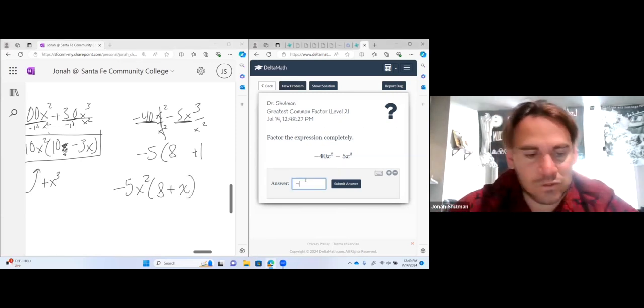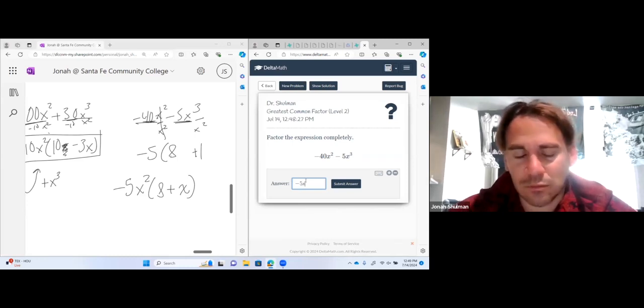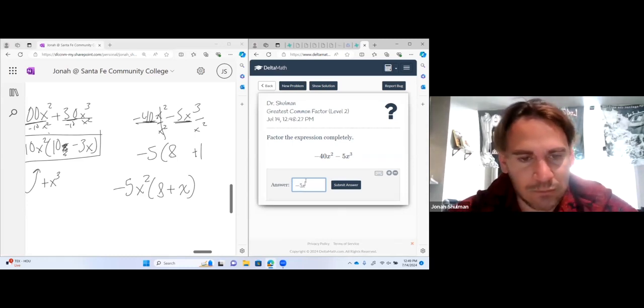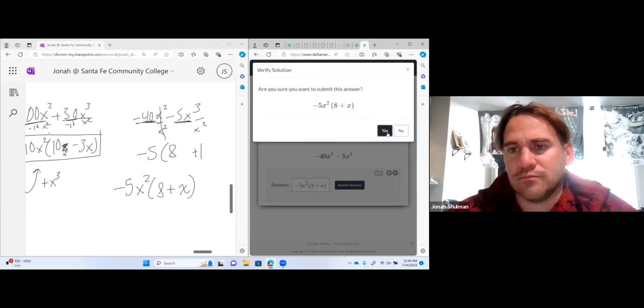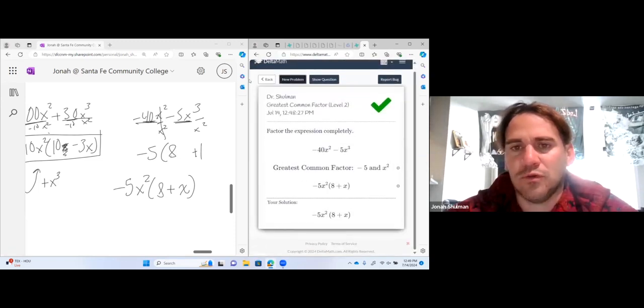And that time, there's no way I messed up. There's a lot of little parts here, so I can see why you might mess it up. I know this is a little beyond, but I'm always going to show you harder versions of all of these problems. Ta-da! Beautiful. Greatest common factor is negative 5 and x squared, and that's what's in the front.